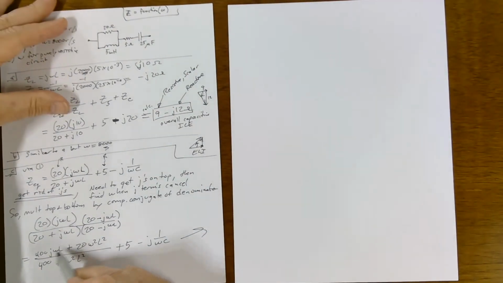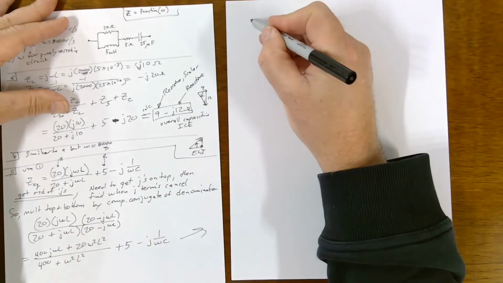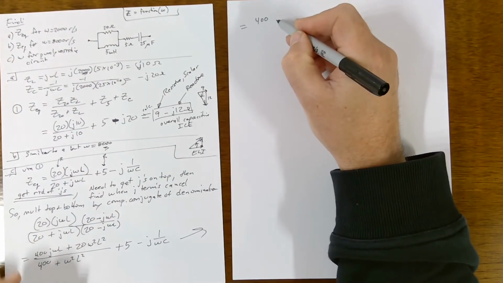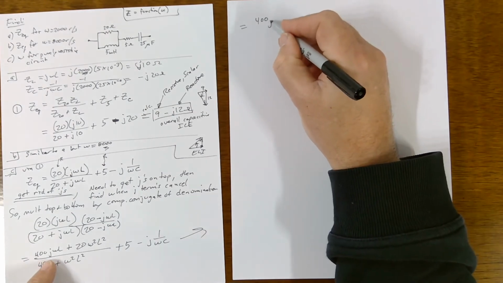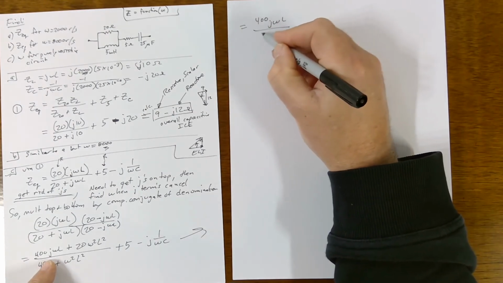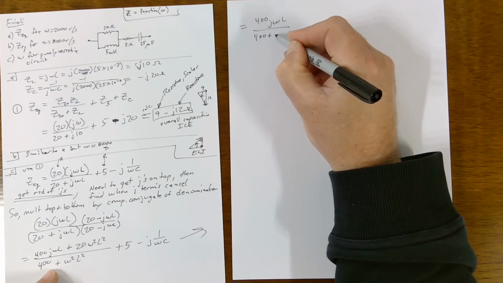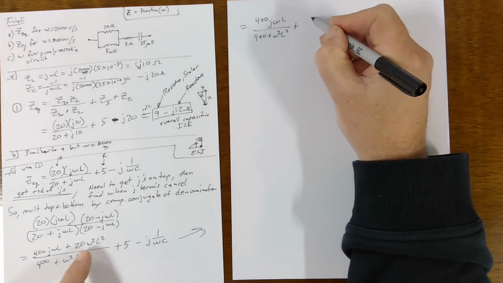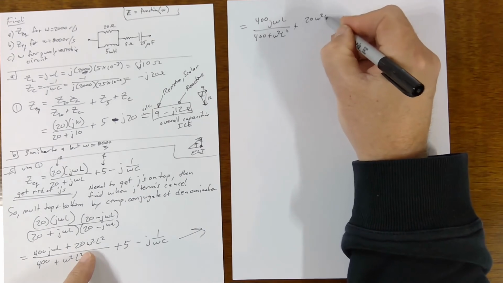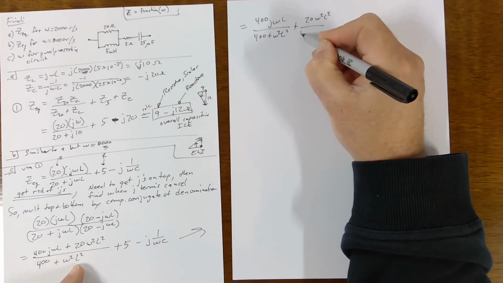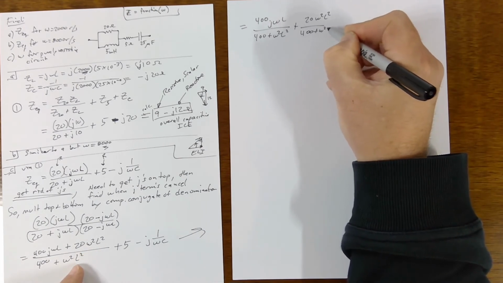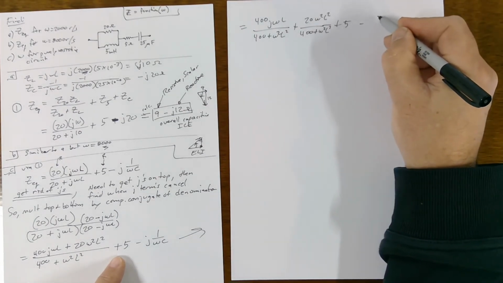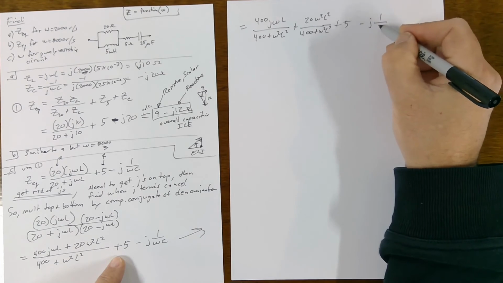let's break this up, these two things. So this equals 400 j omega L over 400 plus omega squared L squared, plus this other term was 20 omega squared L squared over 400 plus omega squared L squared, and then plus 5 minus j 1 over omega C.